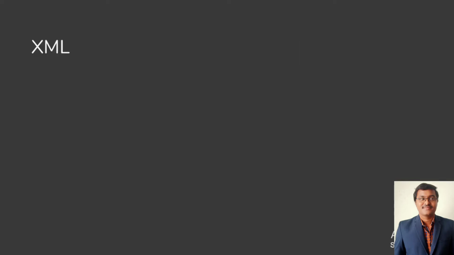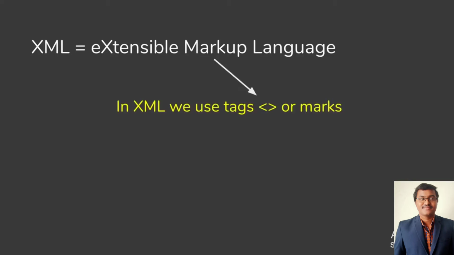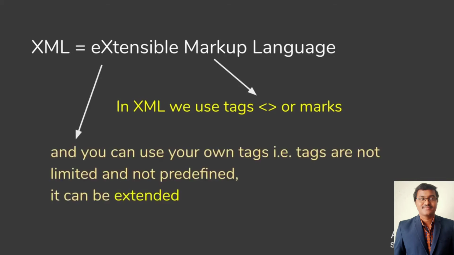So XML stands for Extensible Markup Language, and here it is called markup because we use marks or tags as we have seen in our example, and then the tags are not limited and are not predefined like in HTML. You can use any tags and these can be extended like we have used friends list, friend, name, etc. So tags are extensible and therefore we call it extensible markup language.